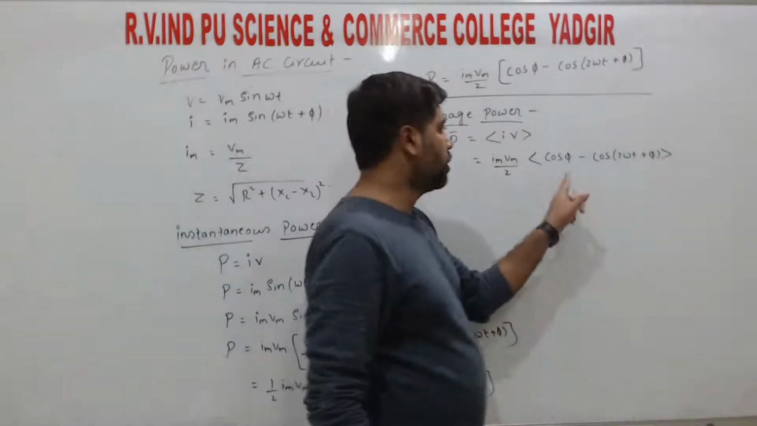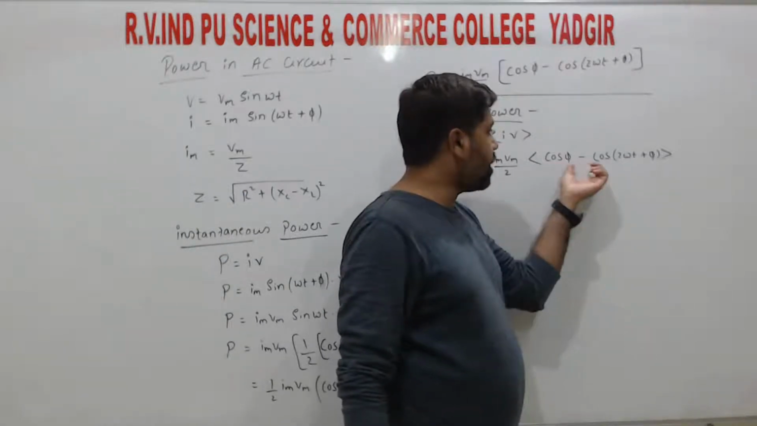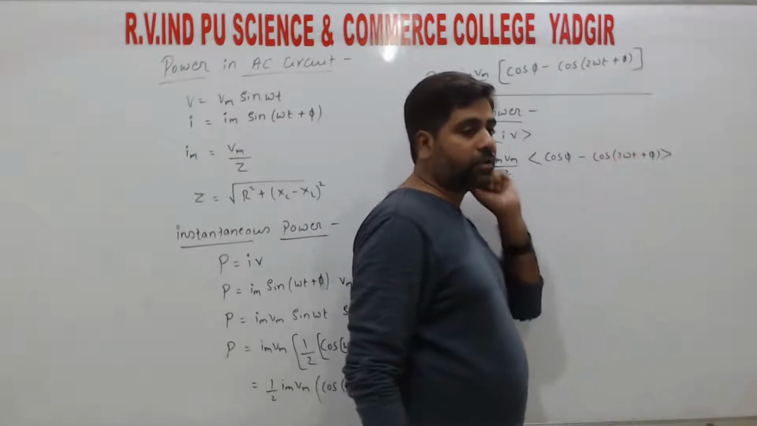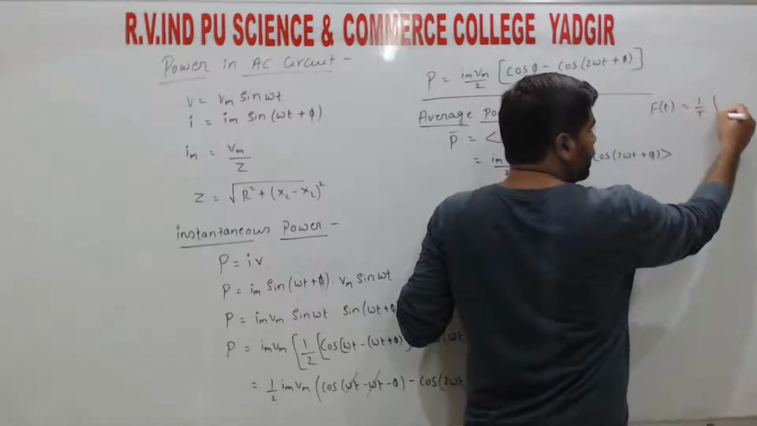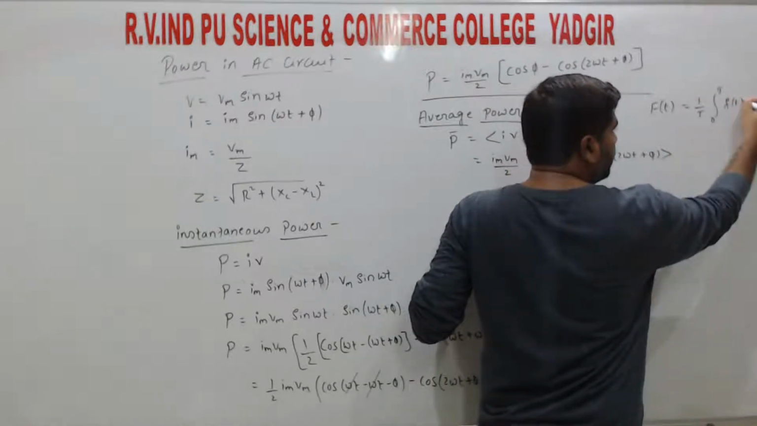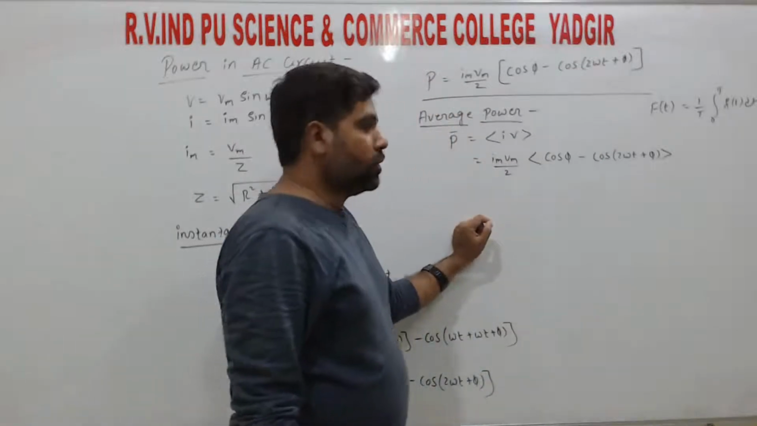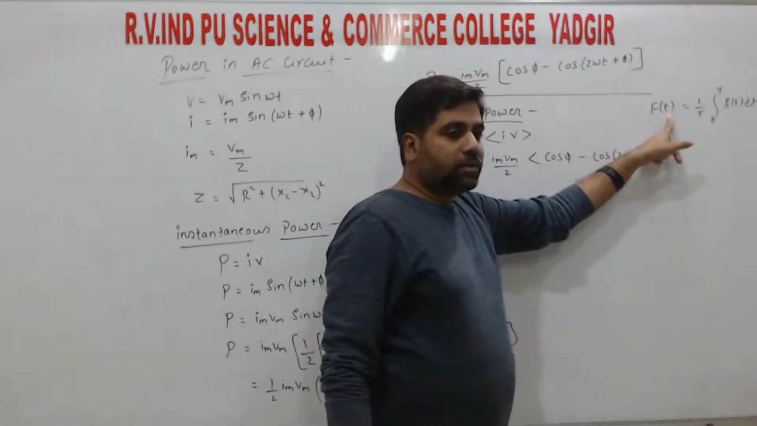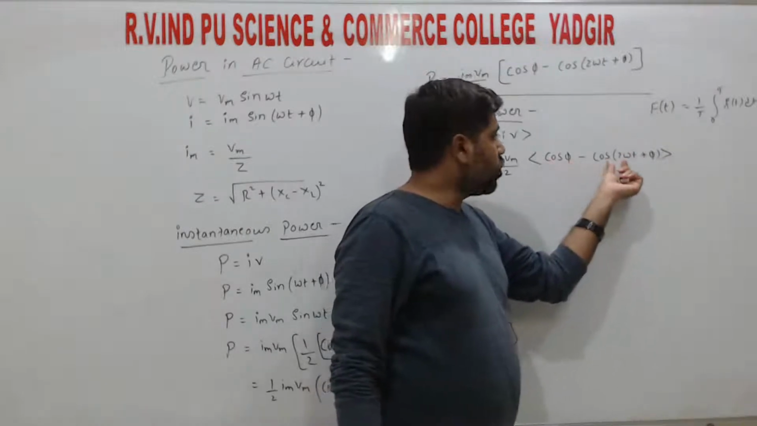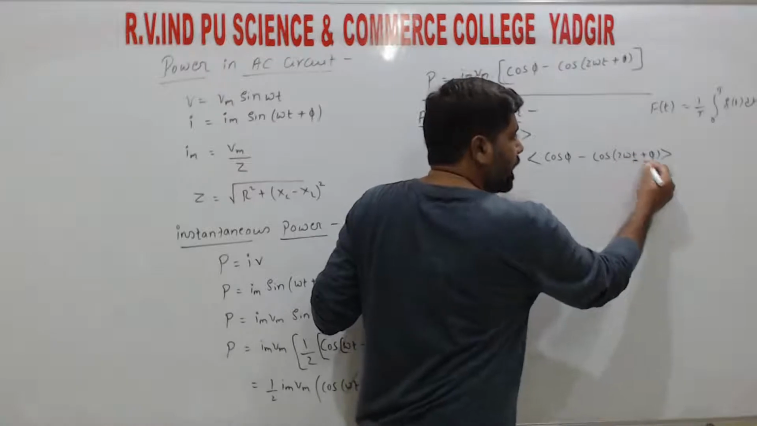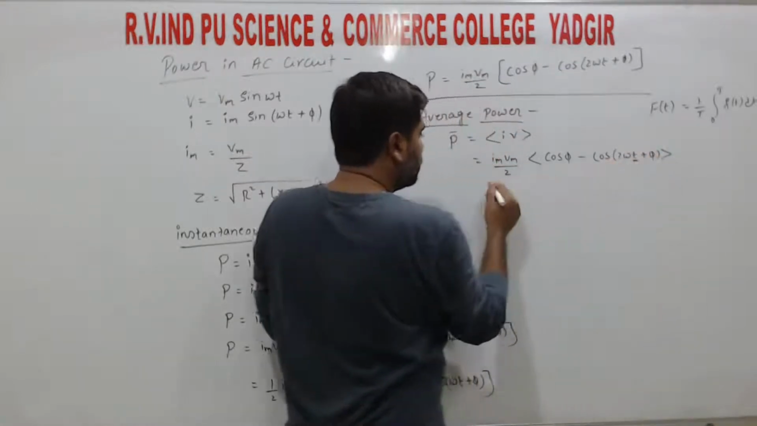Here cos phi is independent of the time function, so we need to find the average only of the part that relates to time. The average of f of t is equal to 1 by T, integral from 0 to T of f of t dt. This is the relation to find the average of any quantity which relates to time. Cos phi is independent of time, whereas cos of 2 omega t has the time relation, so we find its average.